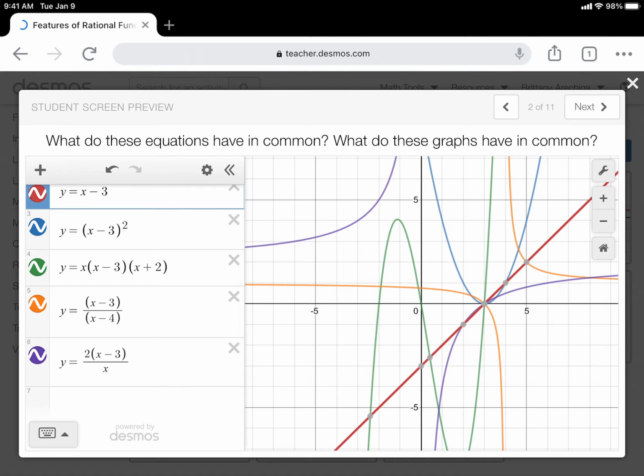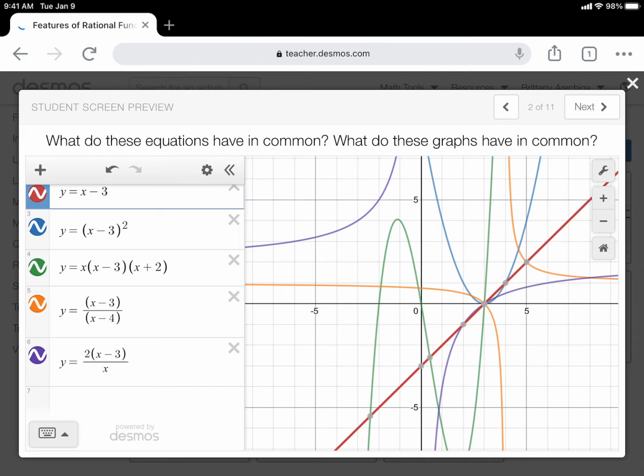So I think we found our connection here. What do these graphs all have in common? They all have a factor of x minus 3. And what do they all have in common in their graphs? They all have an x-intercept at x equals 3. So that's the first thing we're going to jot down.